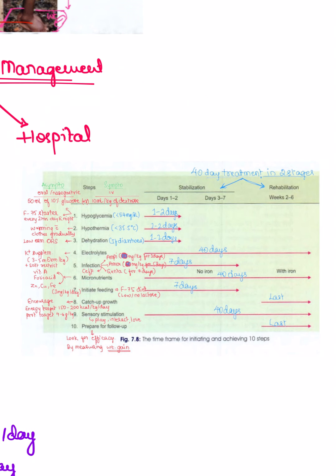And then the eighth step is catch up of the growth of the child by encouraging the child to take food in such a way that the energy target of 150 to 200 kilocalories per kg per day is achieved, and protein target of 4 to 6 grams per kg is achieved. The ninth step is sensory stimulation, and finally the 10th step is preparing the child for follow-up.